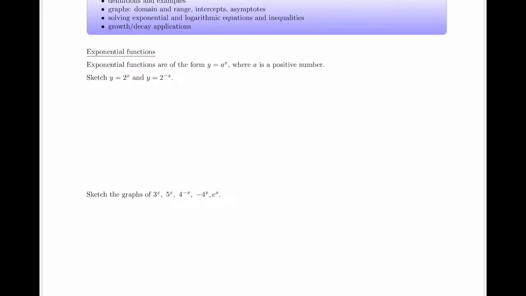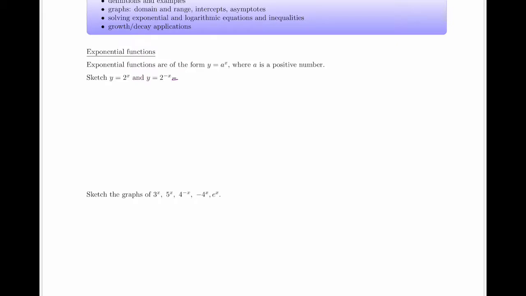Exponential functions are functions of the form y equals a to the power x, where a here is a positive integer, or positive number, really more generally. Let's start by taking one example of an exponential function and sketching it. Before we proceed to sketch, first of all, notice that this function is just 2 to the x, but this other function, 2 to the negative x, can be rewritten in a number of ways.